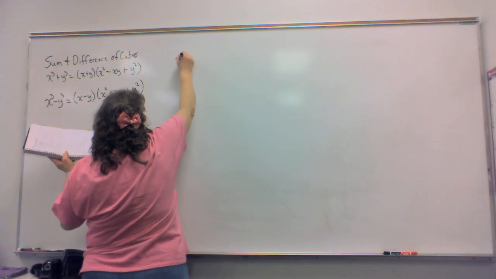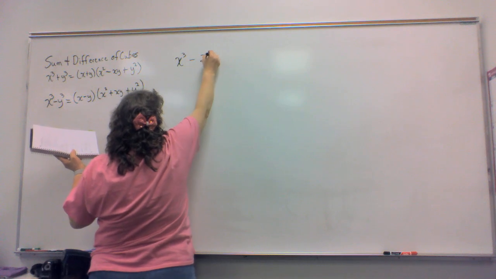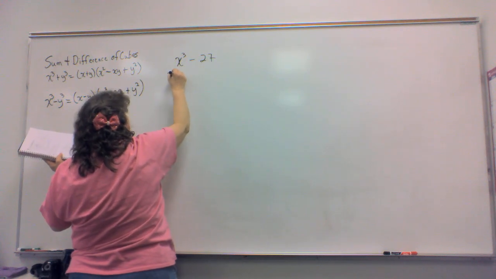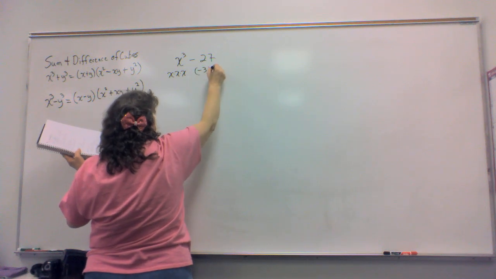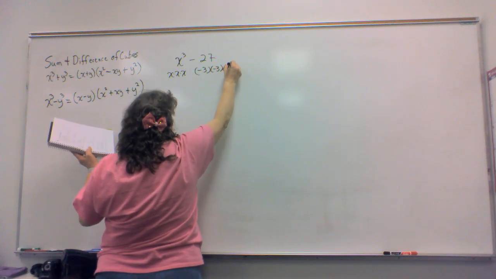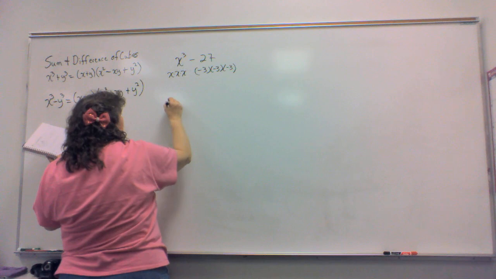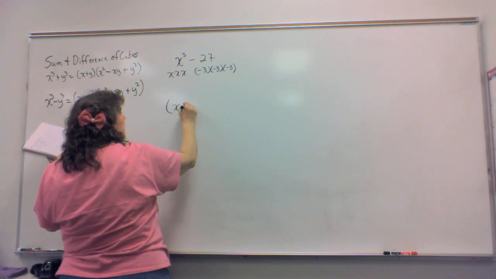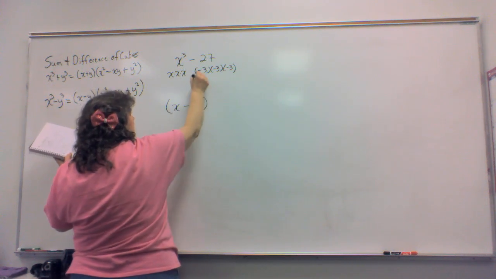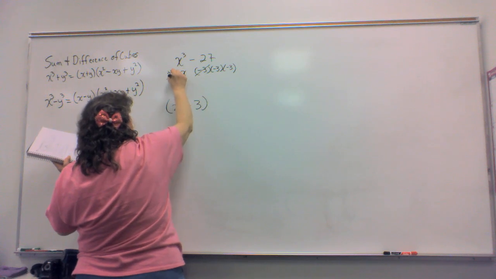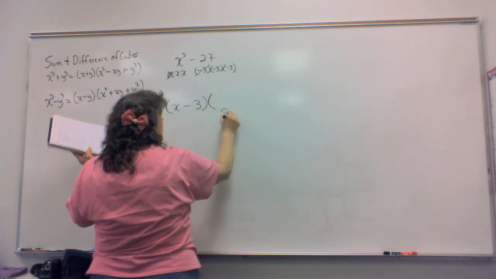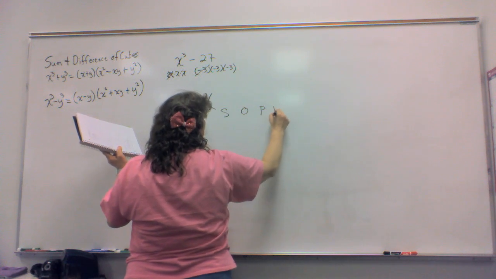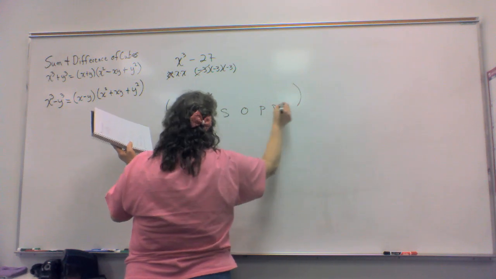x cubed minus 27. x times x times x, negative 3 times negative 3 times negative 3. Bring down your first, minus my 3. So this one is gone and this one is gone. Now what's left? My SOPPS.